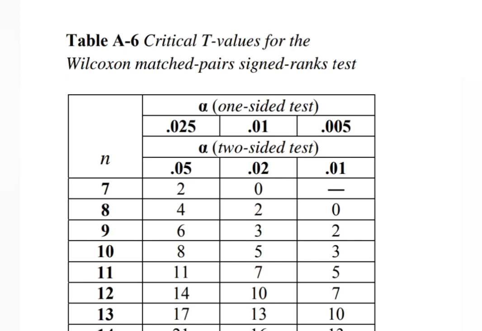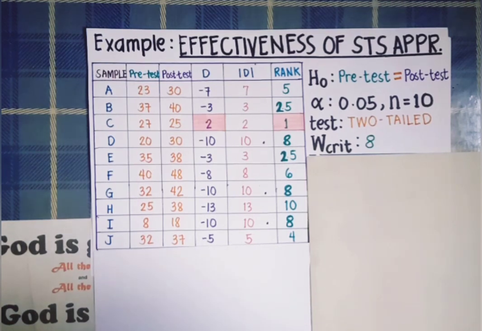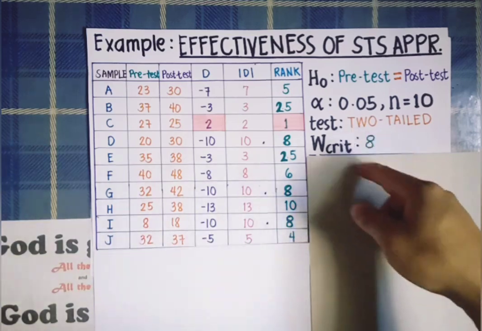This is our critical value table for the Wilcoxon signed rank test. Here, we know that our type of test is two-tailed, our alpha level is 0.05, and our sample size is 10. By intersecting the value under 0.05 in two-tailed test and the value under 10 as our sample size, we can say that our critical value, or W-crit, is 8. After checking the critical value table for Wilcoxon, we now know that our critical value for Wilcoxon is 8.